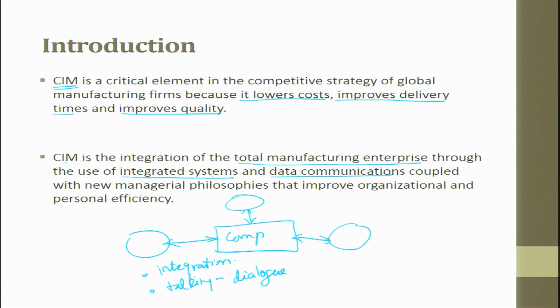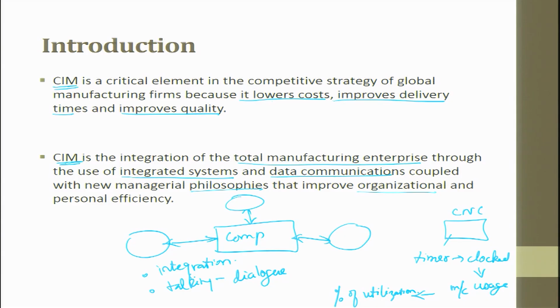So a use of integrated systems and data communication coupled with new managerial philosophies that improve the organizational and the personal efficiency, that is SIMS. How is the personal efficiency? You have a CNC machine. The CNC machine has a timer. So this timer is clocked for the amount of time the machine is used, machine usage. So every day you can try to find out what is the efficiency of utilization.